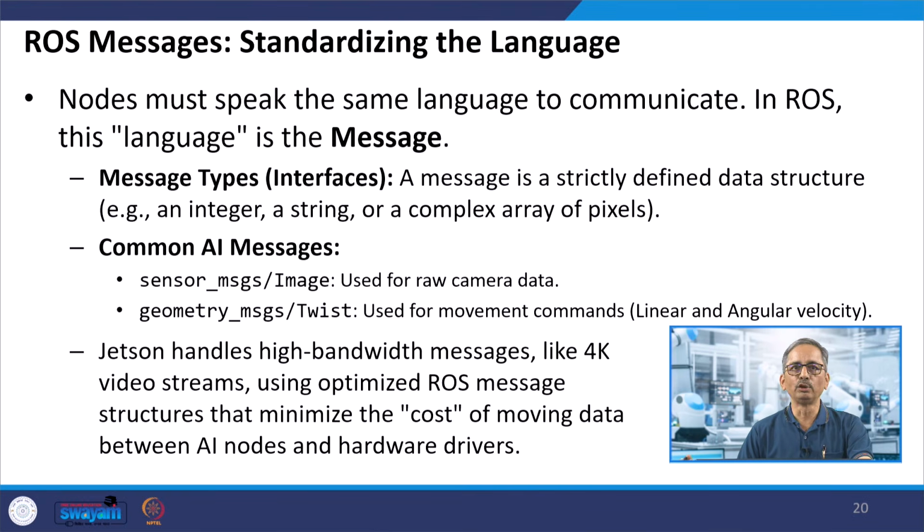So nodes must speak the same language to communicate. In ROS, this language is what we call the message. A message is a strictly defined data structure. It could be an integer, a string, or a complex array of pixels, and you could have the common AI messages like this. And Jetson handles high bandwidth messages, say when we are using 4K for video streaming.